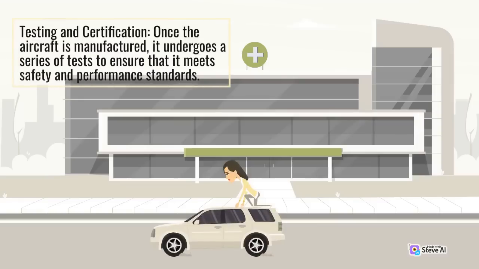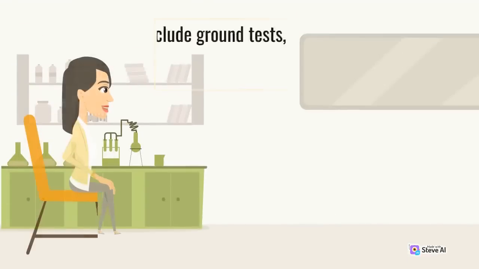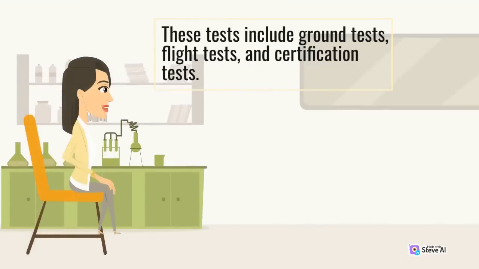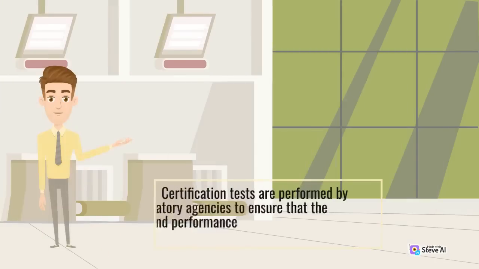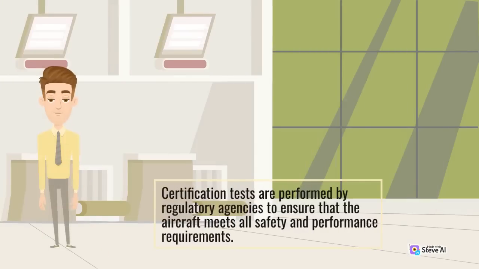Testing and certification. Once the aircraft is manufactured, it undergoes a series of tests to ensure that it meets safety and performance standards. These tests include ground tests, flight tests, and certification tests. Certification tests are performed by regulatory agencies to ensure that the aircraft meets all safety and performance requirements.